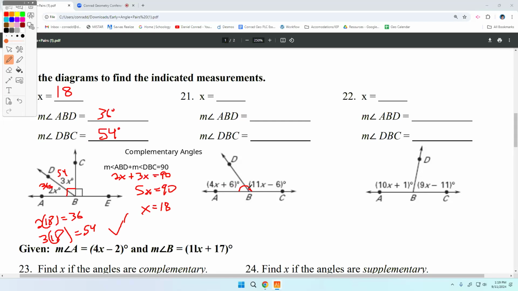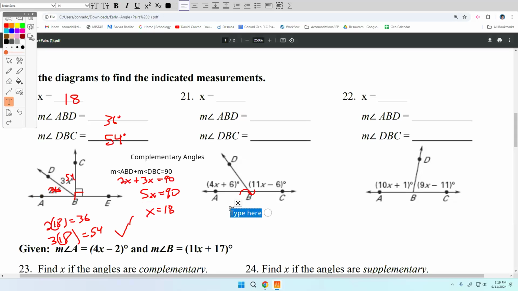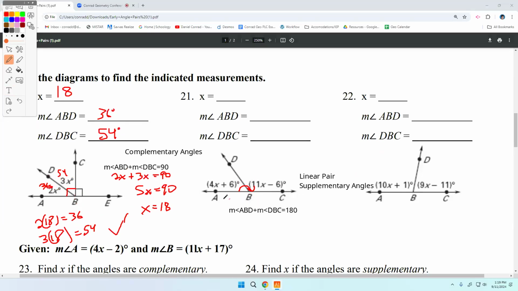Okay, these are a linear pair. They add up to 180. They form that straight line. So our equation that we're going to put together for this one is going to be the measure of angle ABD plus the measure of angle DBC equals 180. Okay, our justification why that's true, we could either do linear pair or we could say they're supplementary angles. Okay, both those justifications are fine. And then we substitute in. So for measure of angle ABD, I had 4x plus 6 plus 11x minus 6 equals 180.